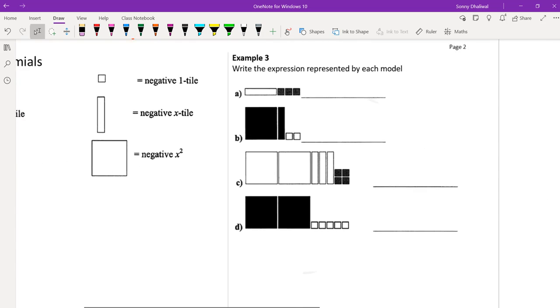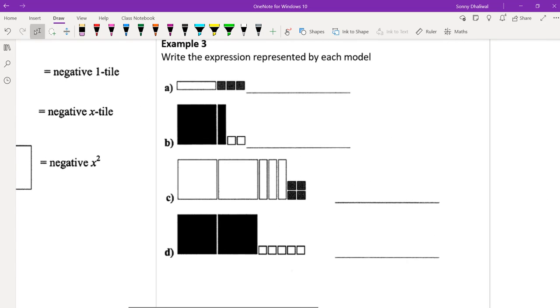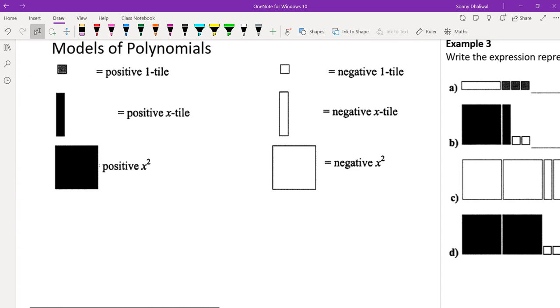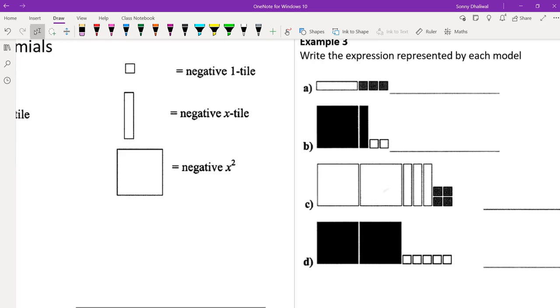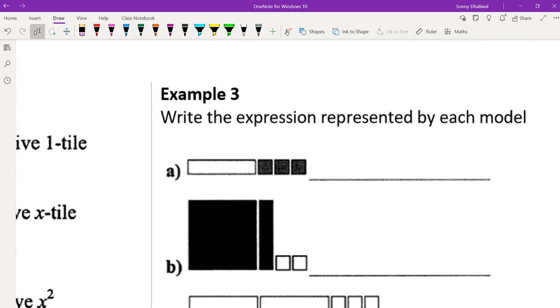My question to you, the second to last question we're going to do today: we have these symbols representing expressions. Use this legend over here to tell me what expression we have. So let's just do the first one together here, 3a. What does this represent?